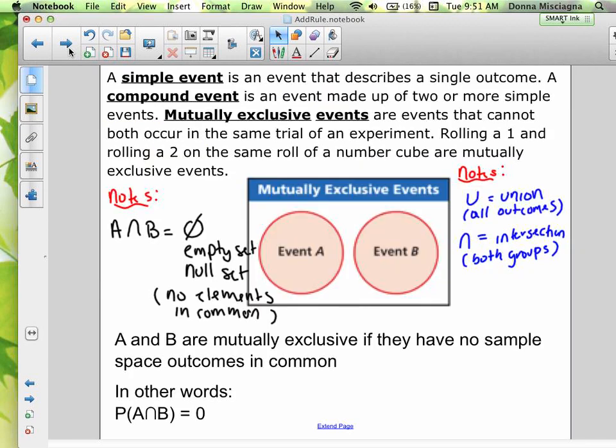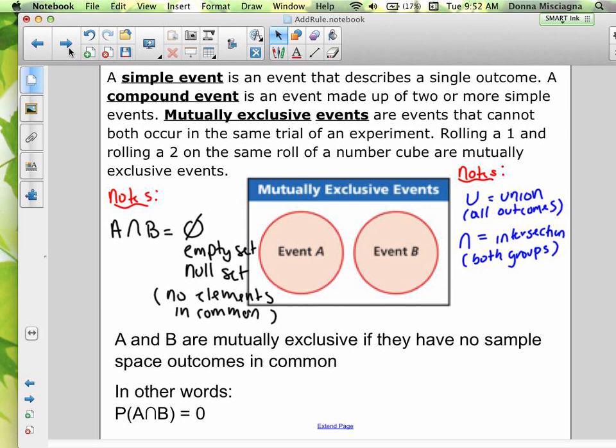Moving along. So in your notes, a simple event is an event that describes a single outcome. So that you can fill that part in your notes. So a simple event is something like rolling a 4. A compound event is made up of 2 or more simple events, like rolling a 4 and a 6. Mutually exclusive events are events that cannot both occur in the same trial of an experiment. Rolling a 1 and rolling a 2 on the same roll of a die are mutually exclusive. You can't roll a 1 and a 2. Right? So mutually exclusive events have no sample spaces in common. There's nothing in the intersection.